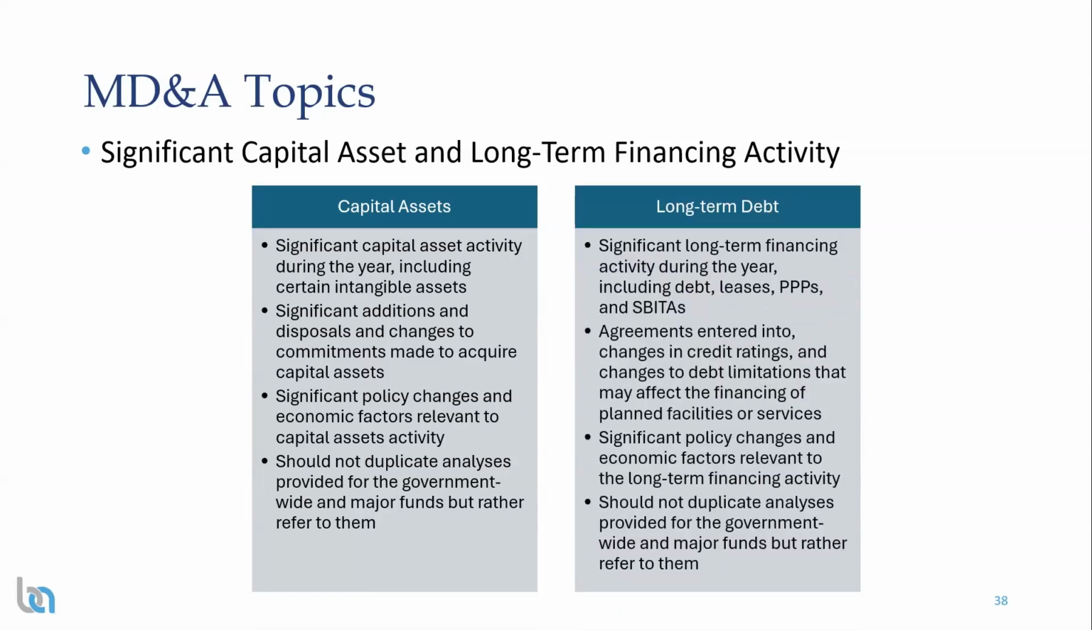You want to talk about significant long-term financing. Don't forget leases, triple Ps, the public-private partnerships, and SBITAs, which are part of your long-term debt. Agreements entered into, changes in credit ratings, changes to debt limitations. All of these are things to discuss in the MD&A. Also, significant policy changes, and try not to duplicate information from the government-wide and the major fund.